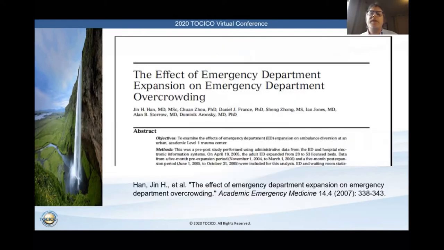Remember that emergency department in the South? They skipped the first three focusing steps and jumped straight to number four, and that didn't work out so well for them.